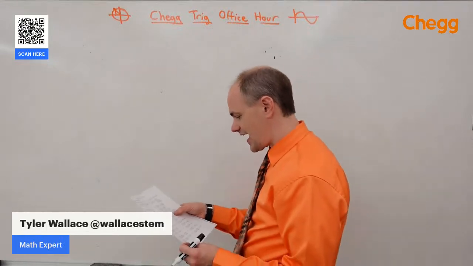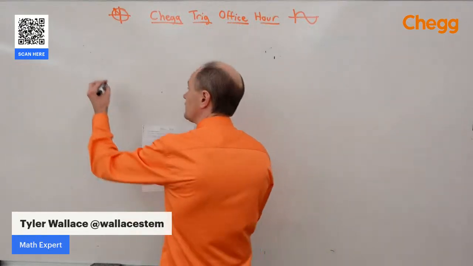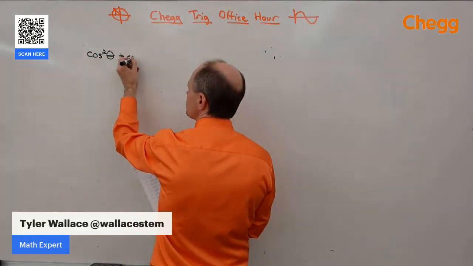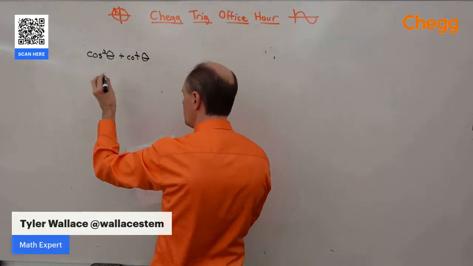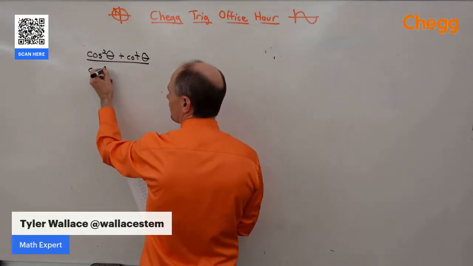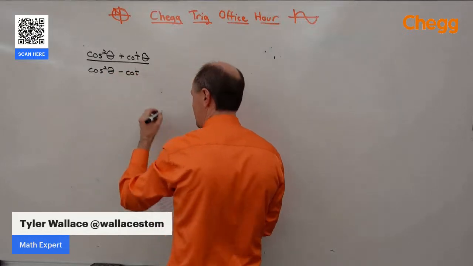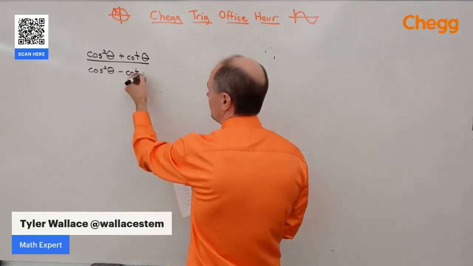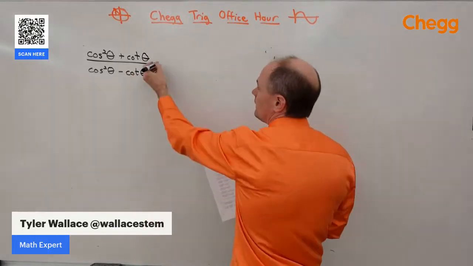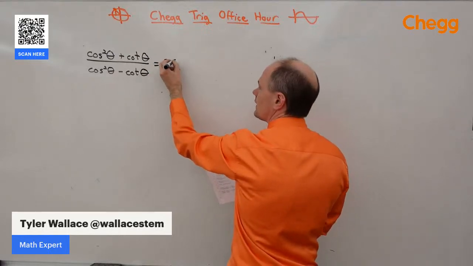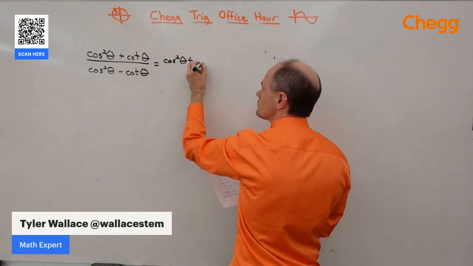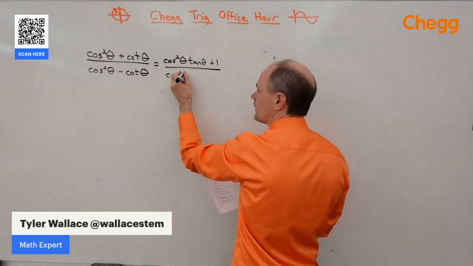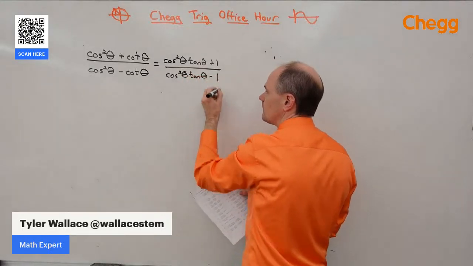Here's a proof that I don't think is as intuitively obvious, so it's kind of a fun one. Let's look at cosine squared of theta plus cotangent of theta divided by cosine squared of theta minus the cotangent of theta. We're going to show that's equal to the cosine squared of theta times the tangent of theta plus 1 over the cosine squared of theta times the tangent of theta minus 1.